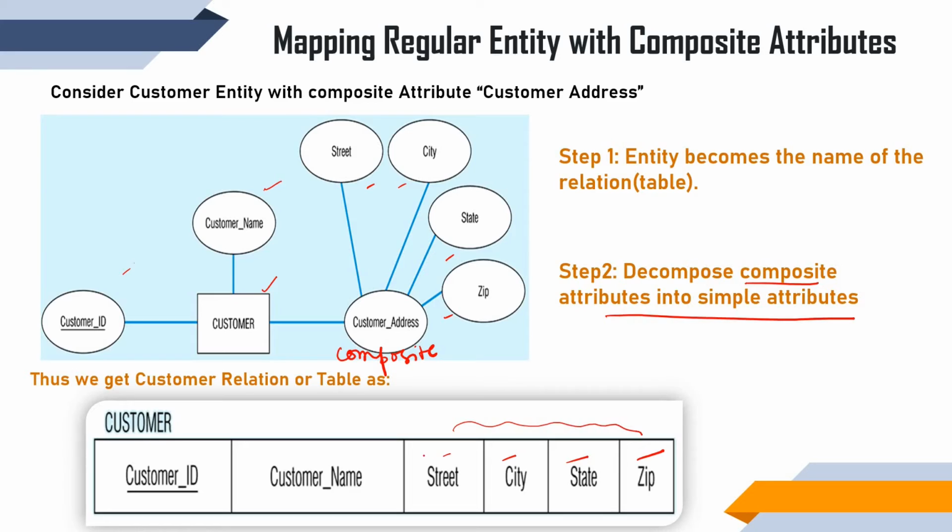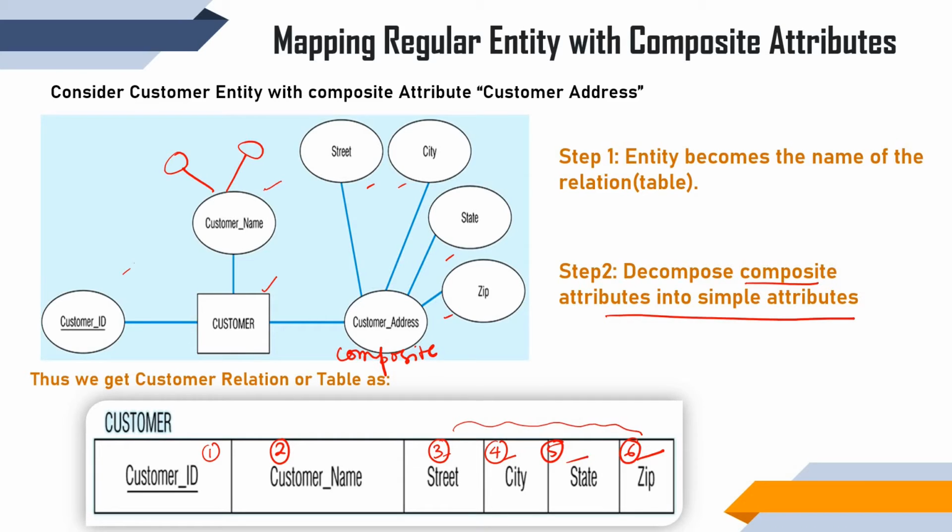Understand? That means now our customer table will have these 6 columns: customer ID, customer name, street, city, state, zip. Understand? Now, if you ask me, ma'am, if I decompose customer name also into first name, last name, yes, you can do it. In that case, you have to make another column for that. Means first name will be in one column, and last name will be in another column. Understood? In this way, you can decompose the composite attributes in the table structure itself.